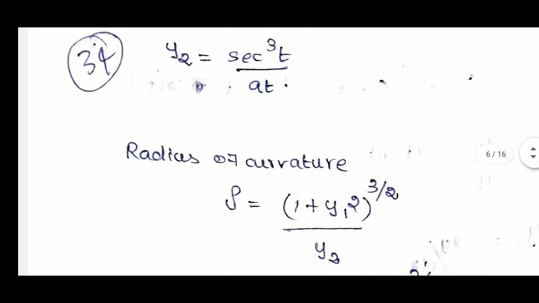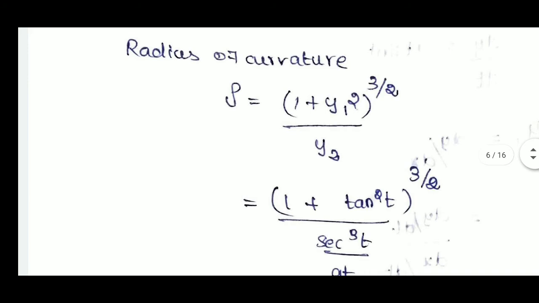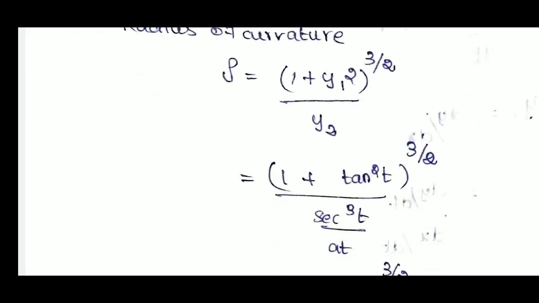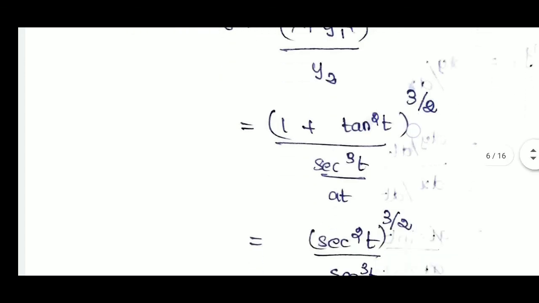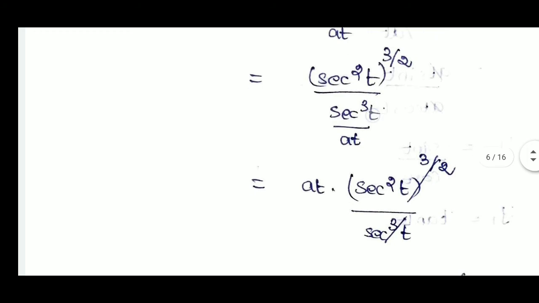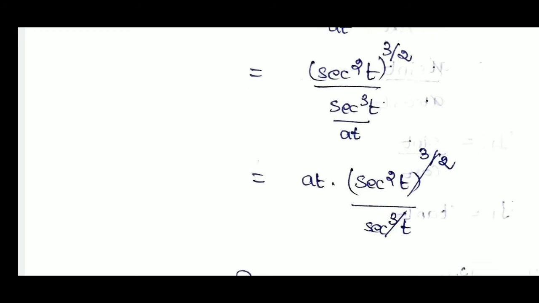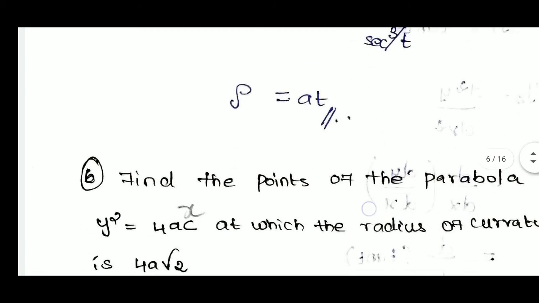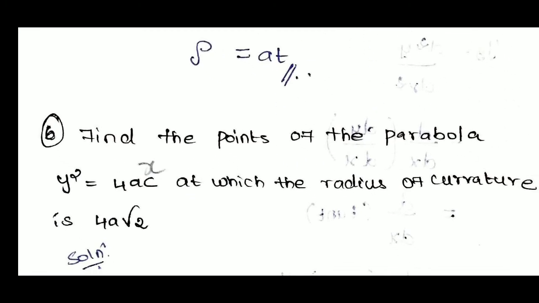Radius of curvature rho equals (1 plus y1 square) the whole raised to 3 by 2 by y2. The value of y1 is tan t. So we get (1 plus tan square t) the whole raised to 3 by 2 by y2. Instead of y2, we write secant cube t by a. The a will come in the numerator. a into (secant square t) the whole raised to 3 by 2 by secant cube t. So the 2 and 2 get cancelled, secant cube t and secant cube t get cancelled. Rho equals a.